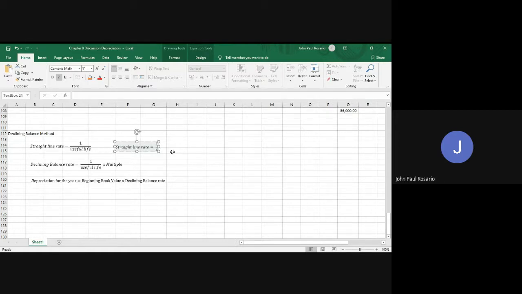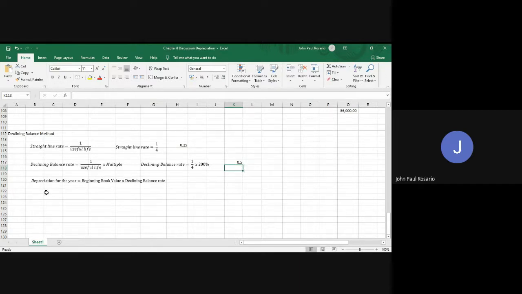Our straight line rate is 1/4, that's 0.25. Our declining balance rate is equal to 1/4, and the first one was 200%, right? The multiple is 200%. So it would be equal to 1/4 times 200%. So that's 0.5, or simply 0.25 times 2. That's 0.5. Okay, so depreciation for the year.